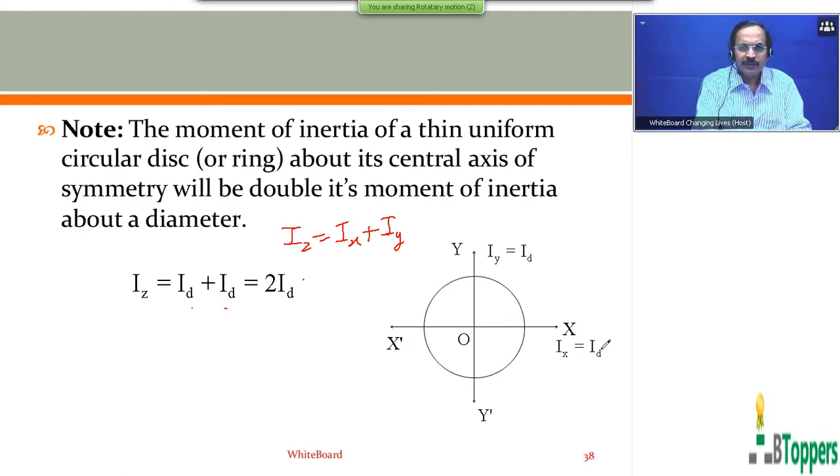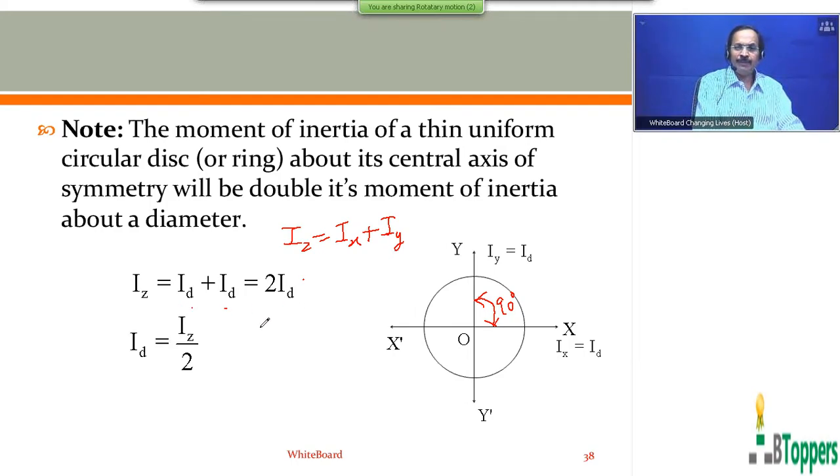Therefore, Ix is the moment of inertia about one diameter. Iy is the moment of inertia about another diameter perpendicular to the first diameter. So Ix and Iy are equal. Each is denoted by Id. So Iz equal to 2Id.